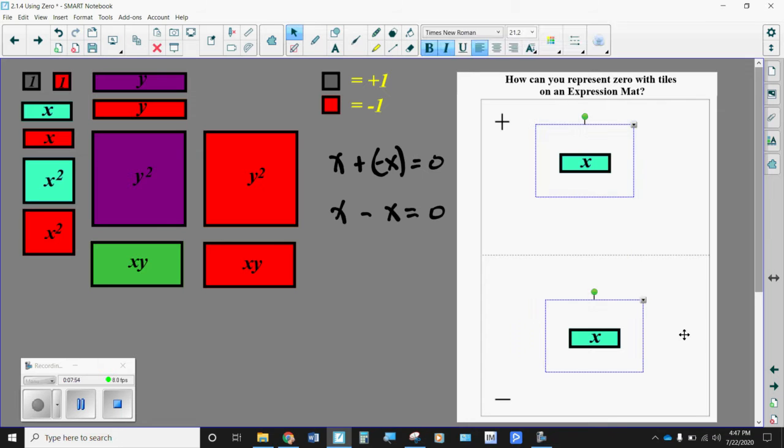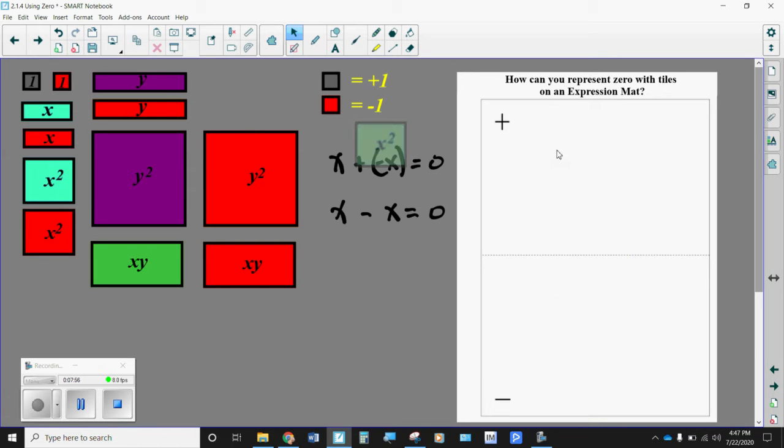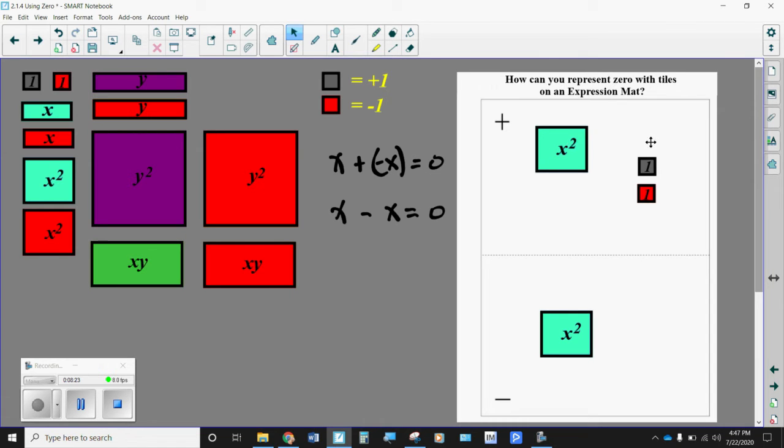Now, if I wanted to use different tiles, let's say I wanted to use the x squared, maybe I'd even do this. We'll take an x squared and a 1 and add that to a negative x squared and a negative 1, and this would be a 0 pair, and this would be a 0 pair. If I chose, I could move this guy across the street, and that would be equal to 0, because this would essentially be saying x squared plus 1, plus a negative 1, that's a 0 pair, minus x squared is going to give you 0.